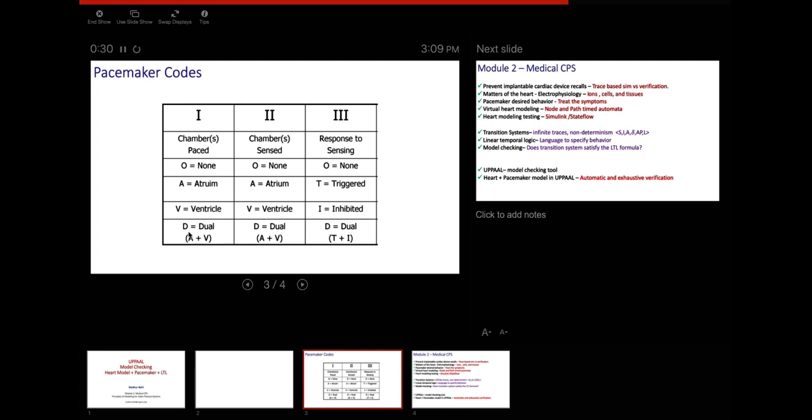A DDD pacemaker can pace and sense in both chambers. So the first letter is which chamber is paced, the second is which chamber is sensed, and then there's a mode or response to sensing as well, which is triggered versus inhibited. Don't worry about what that means, but the Uppaal model is a VVI pacemaker, just for comprehensiveness.